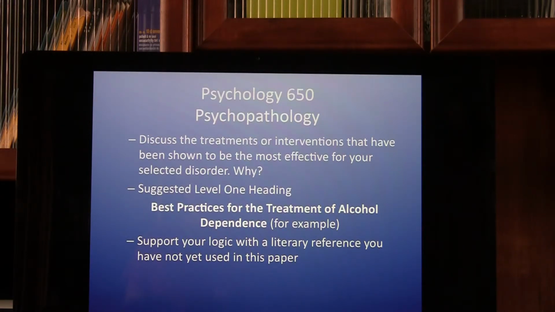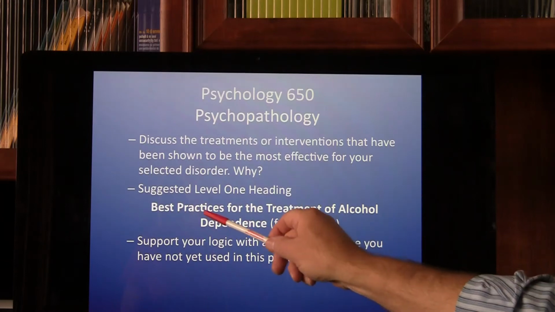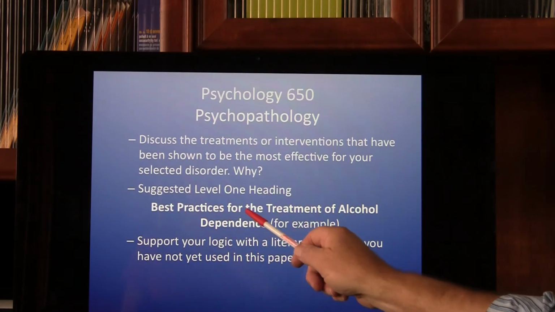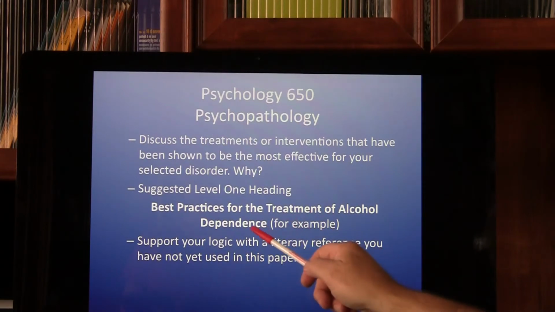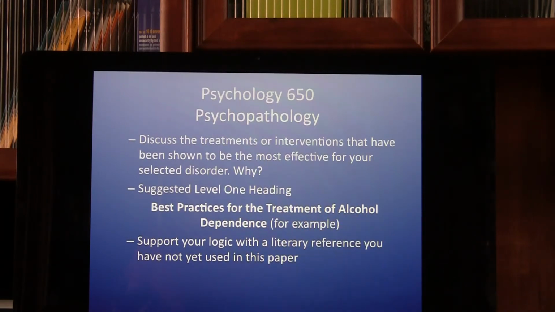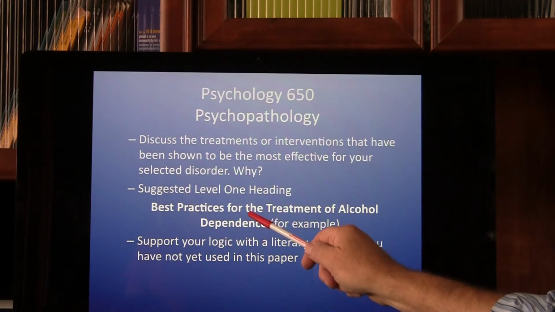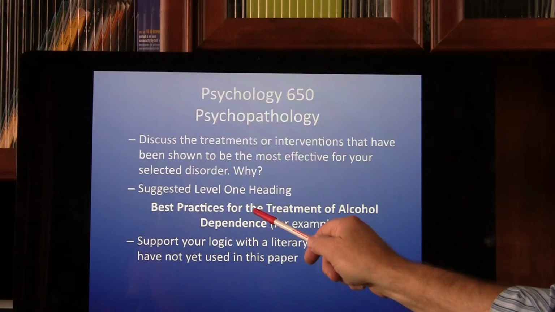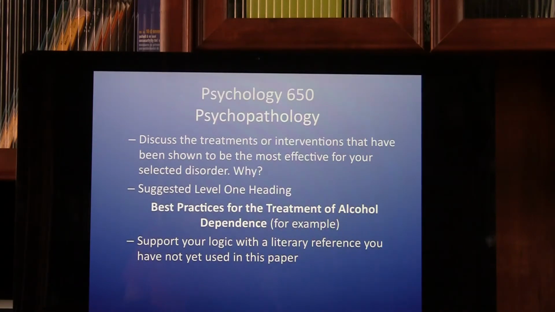Here's how that heading would look. Best practices for the treatment of alcohol dependence. I could put best practices for the treatment of cocaine dependence or borderline personality disorder. Whatever you decided to choose, it would go in this particular format, centered on the page, bold, upper and lower case letters with no period at the end. And then support your logic with a literary reference you have not yet used in this paper. And that summarizes this paper in its entirety.